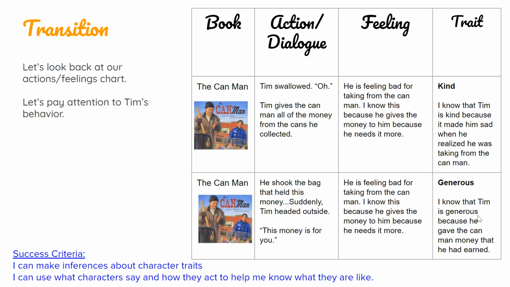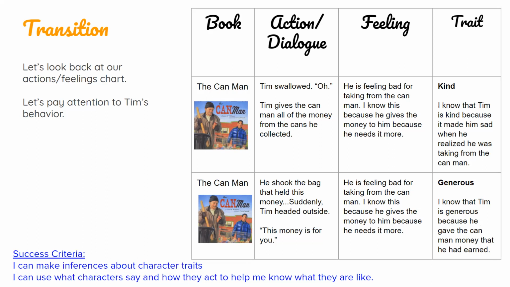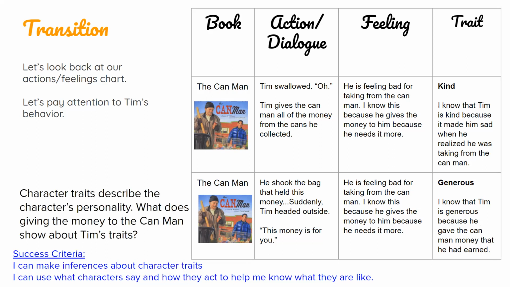I know that Tim is generous because he gave the money to the can man that he earned. It's true that he earned the money. Tim worked hard and he found his cans and he turned them in. But when he realized he had been taking from the can man, he switched and decided to be generous and kind. So our character traits describe the character's personality.